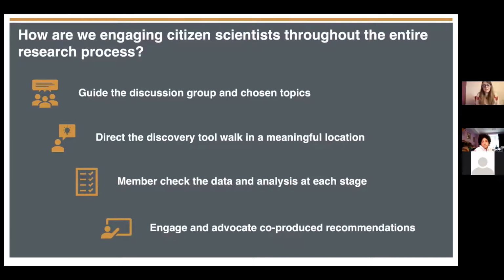And then in the advocate stage, we have citizens engaged to present and co-present these recommendations that have been co-produced. It provides the opportunity for citizens to have a discussion with experts to then advocate the recommendations that they've produced.